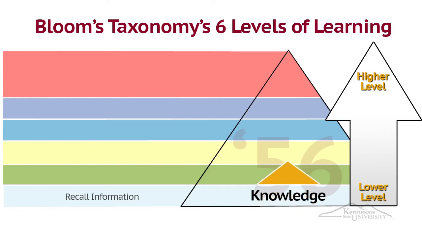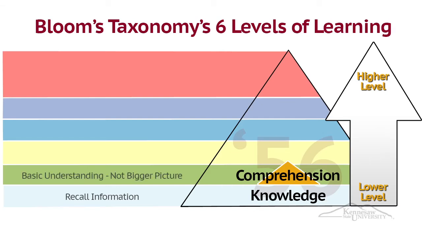The second level of Bloom's taxonomy is called comprehension. When students are comprehending, they can demonstrate basic understanding of what was communicated without necessarily seeing the bigger picture, context, or value of what they've learned. Bloom's third level is application. Application is when students make use of abstract concepts and use them in a concrete or simulated situation.